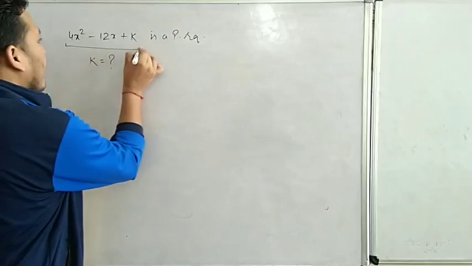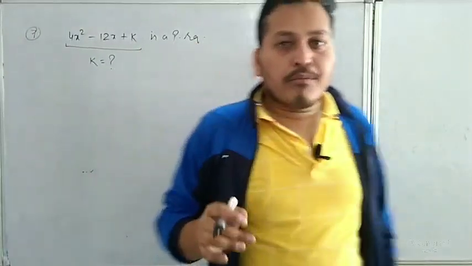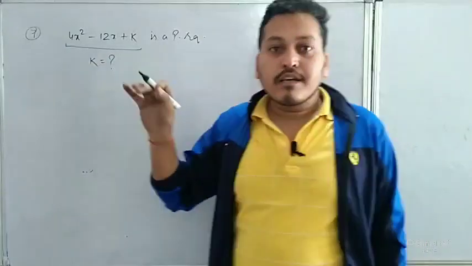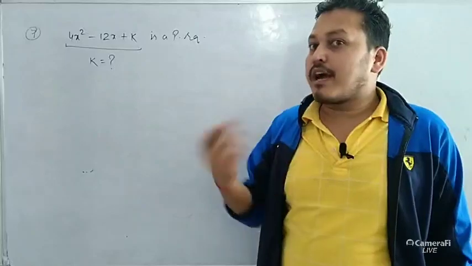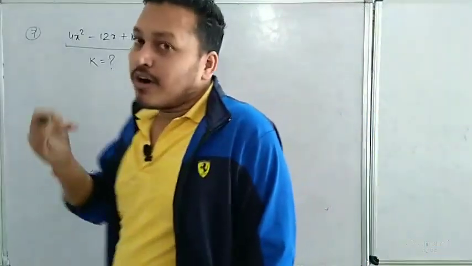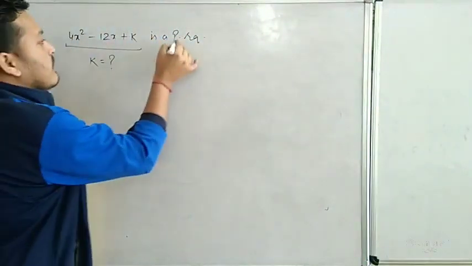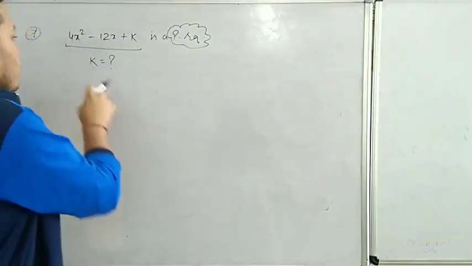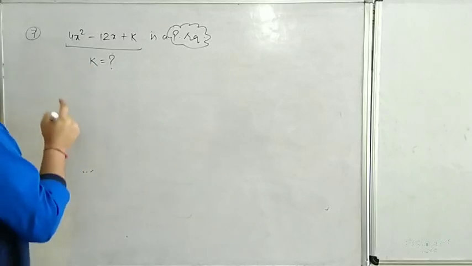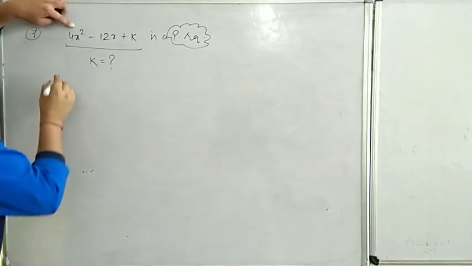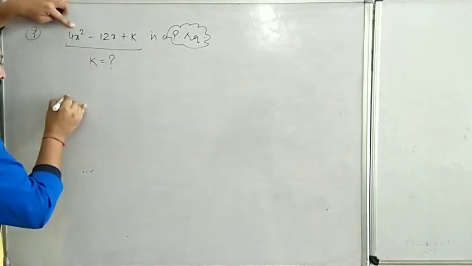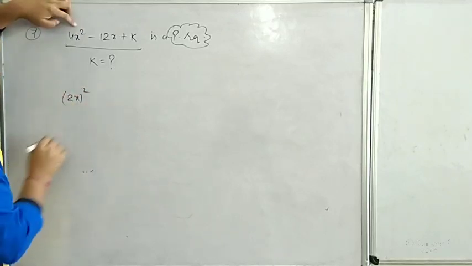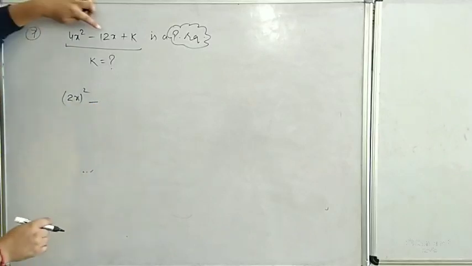In the previous question, we had to check whether the given expression is a perfect square or not. But in this case it is already given that the expression is a perfect square, ध्यान रखना perfect square है, but we have to find here k. So sir, how can we write this thing? So we can write 4x square as 2x whole square because it is a perfect square, minus 12x.